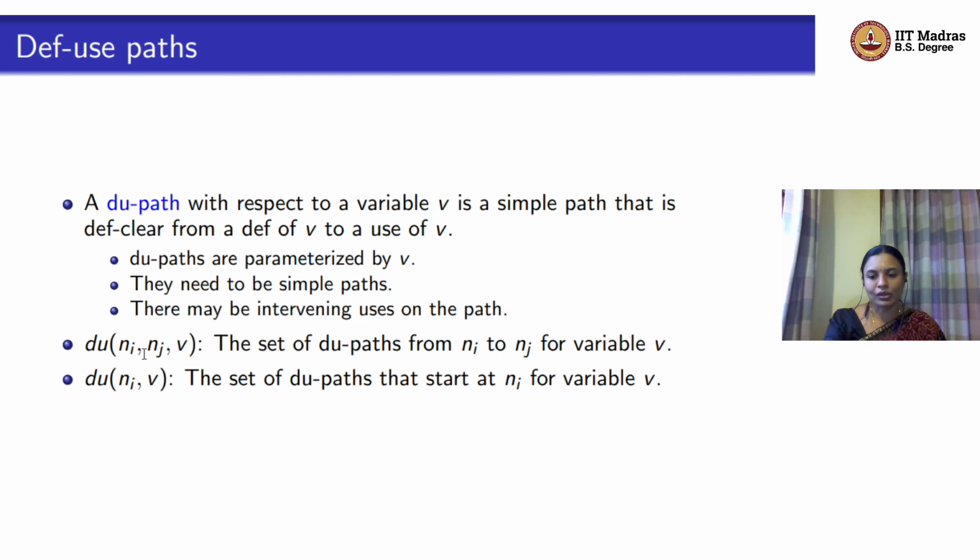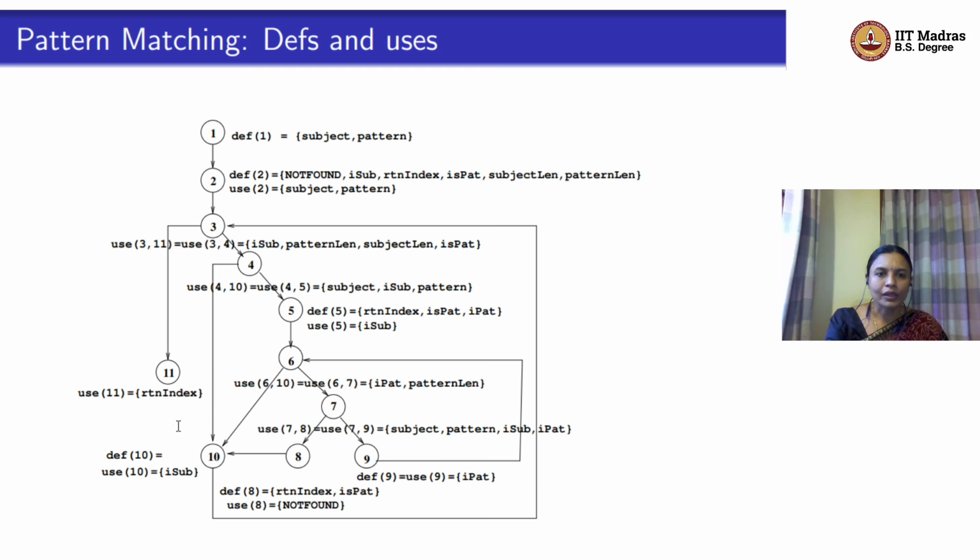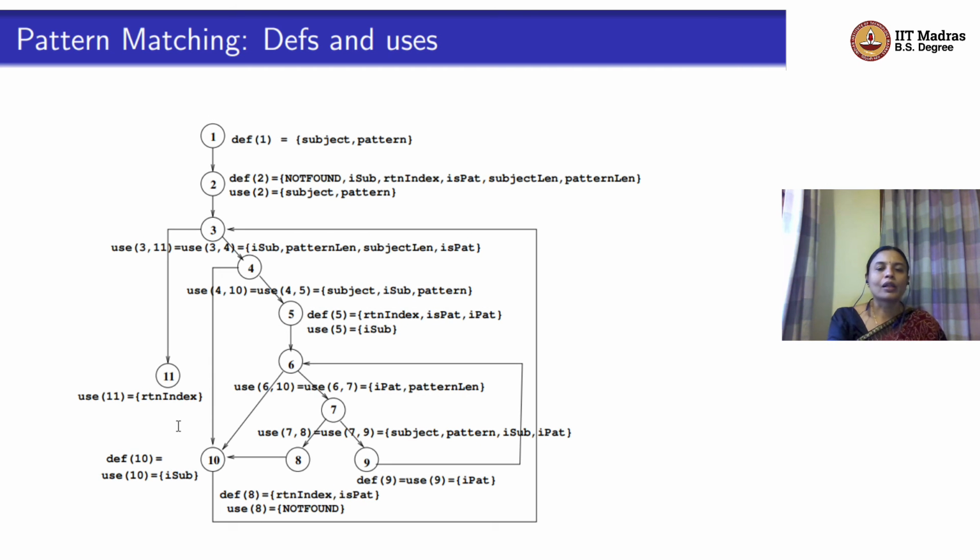That's the difference. So for the same pattern matching example, let's go back and look at some of the definitions and uses. Let's take node 1. Which are the two variables that are defined at node 1? Subject and pattern. So let's focus our attention on the variable subject.